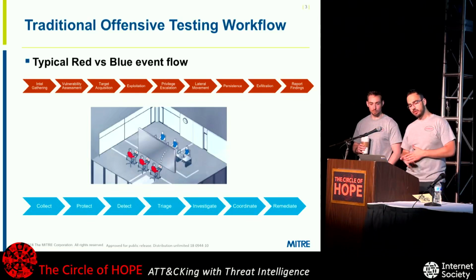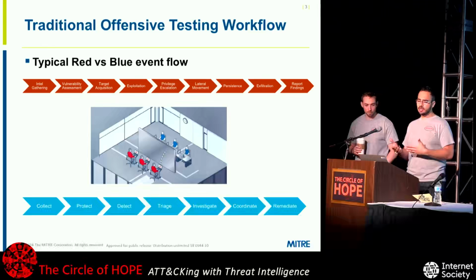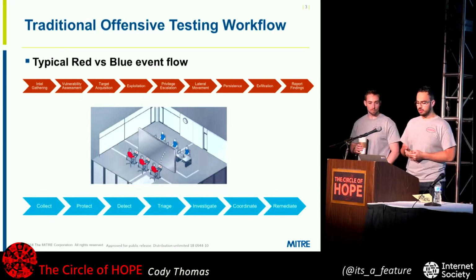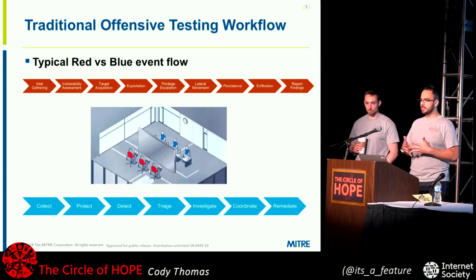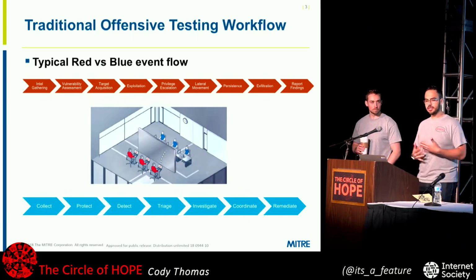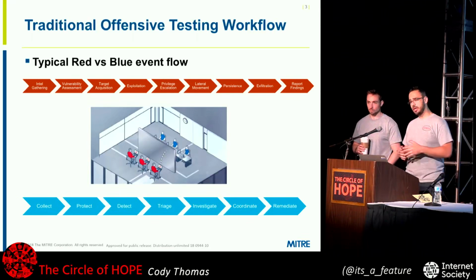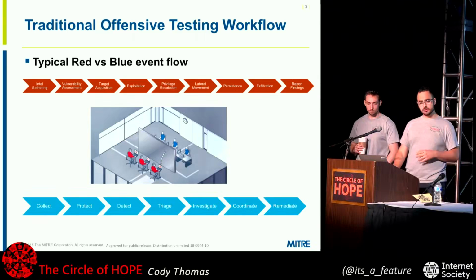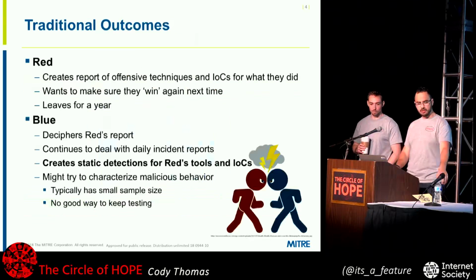The blue team, on the other hand, if they even know a red team is going on, and usually they may or may not, they're doing their regular day job. They're trying to protect their network, collecting data off their network, detecting any malicious behavior and triaging any alerts that pop up and whatnot. So when this happens, we end up with some of these traditional outcomes.